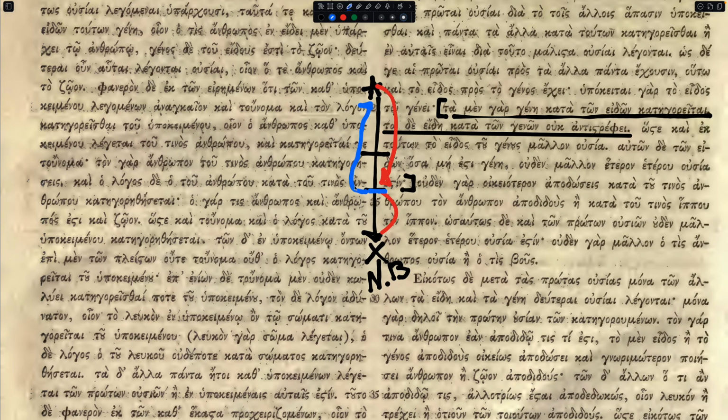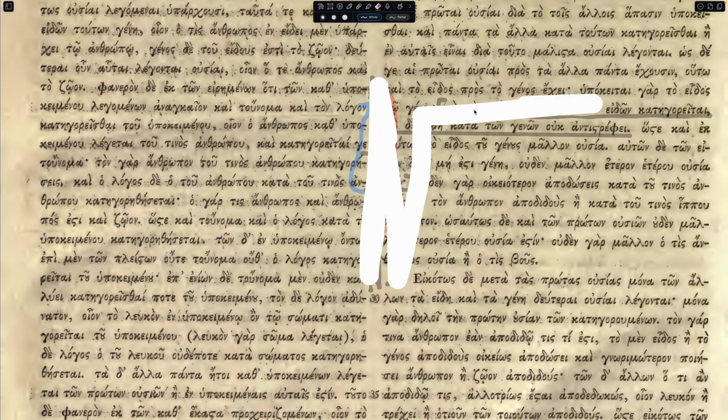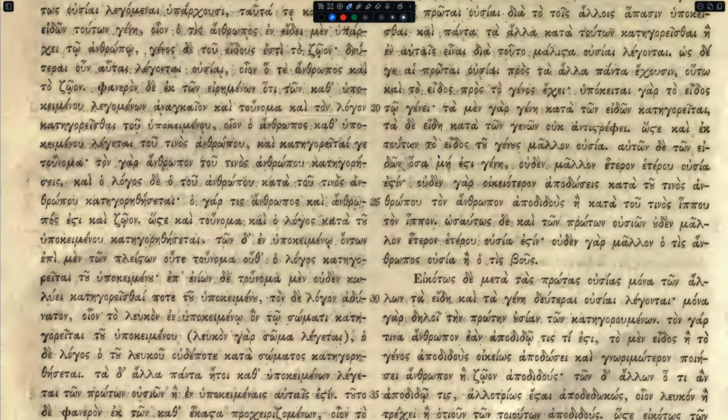So ouk antistrefai up the chain of predication, but ferai down the chain of predication. Alrighty. Let me get rid of this. If you like that, I'm sorry, but I'm going to get rid of it because it's getting messy. Auton deton aidon hossa me esti gene uden malon heteron hetero usia estin. Alright, so another idea here. And this is the key.